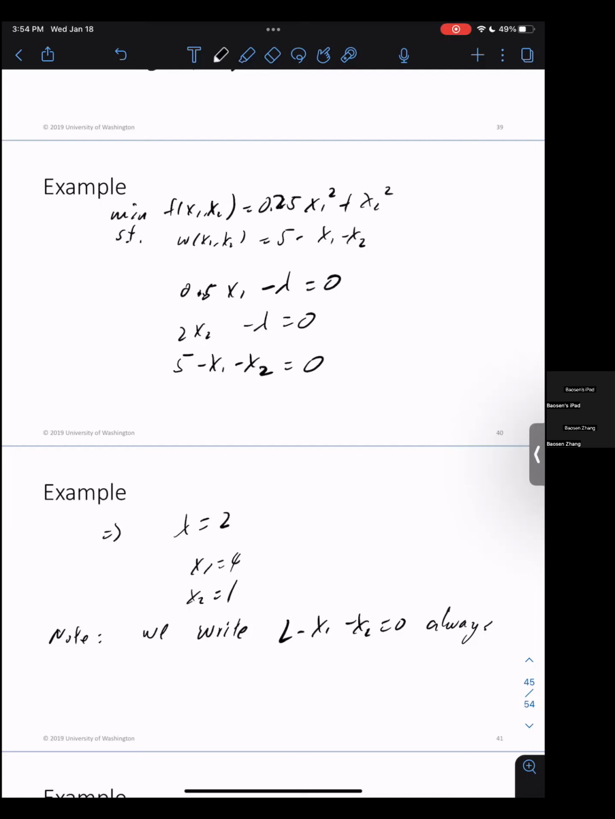Okay, with that, let's end the class here today. The next class will continue, and then we'll look at what happens when we have inequality constraints instead of equality constraints.